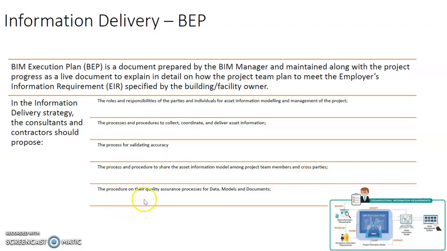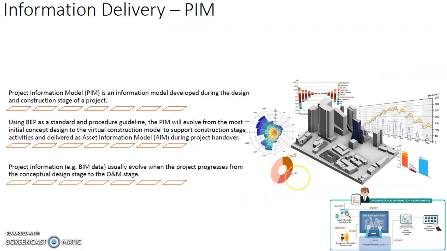and you define the procedure on the quality assurance process in terms of the data, the model, and any associated documents. Once the execution plan is created and the project actually starts, the different stakeholders, the consultants, for example, or even the contractors, may start to make use of a common model or to create their own model in order for them to start on the project. Okay, so that is where we call it the project information model stage.